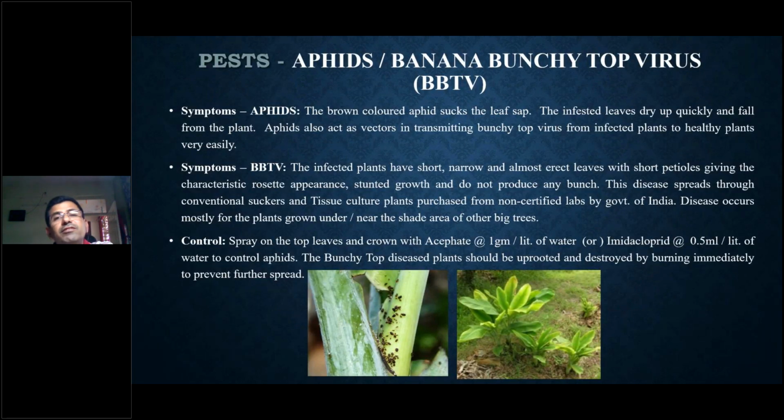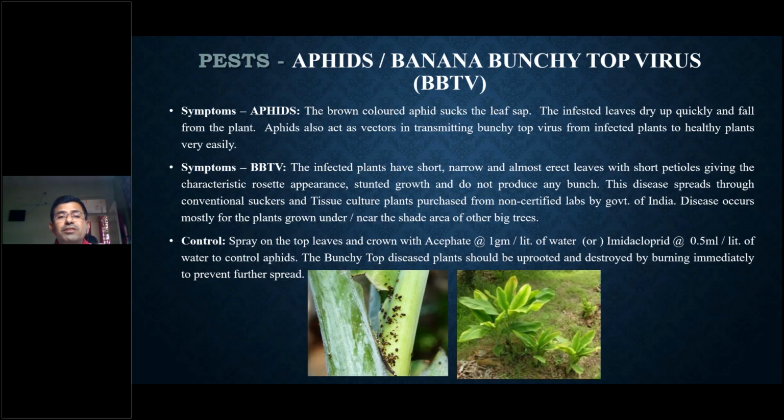Another pest is aphids, which are linked to banana bunchy top virus. There is a link between this disease and this pest actually. The aphids are brown and black colored. Aphids suck the sap from the leaf in the crown portion. The infected leaves dry up quickly and fall from the plant. These aphids also act as a vector to transmit the bunchy top virus from infected plants to healthy plants. Very easily it transmits.